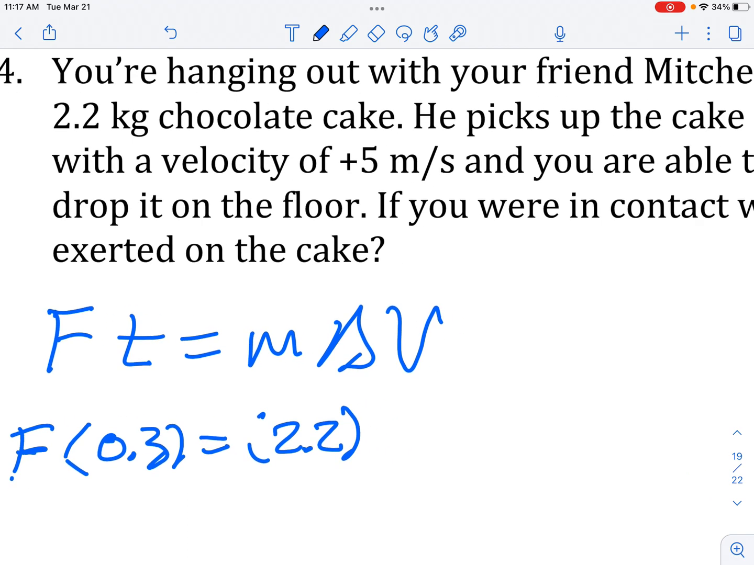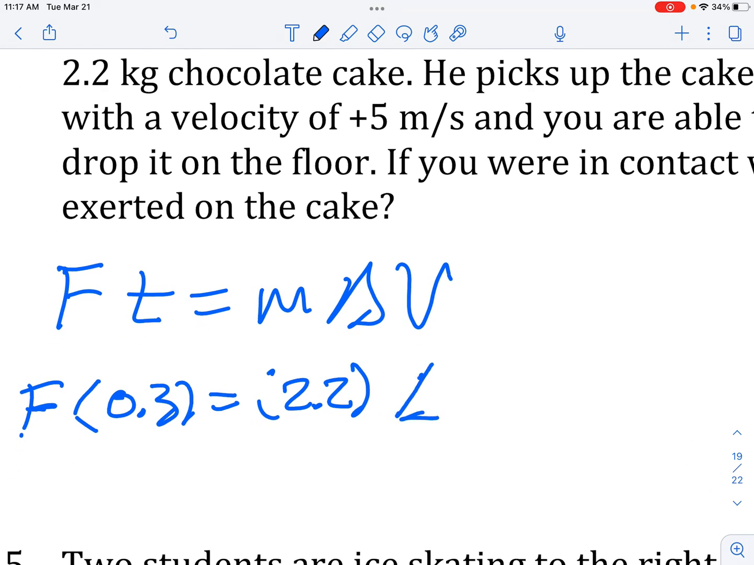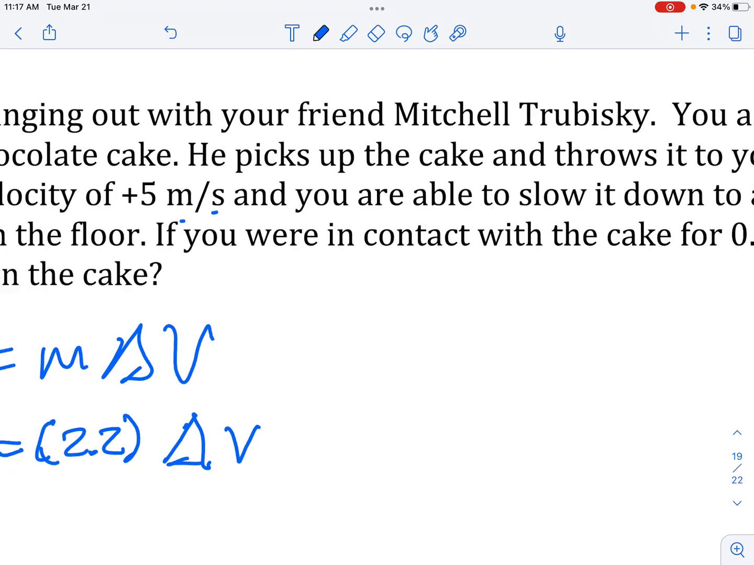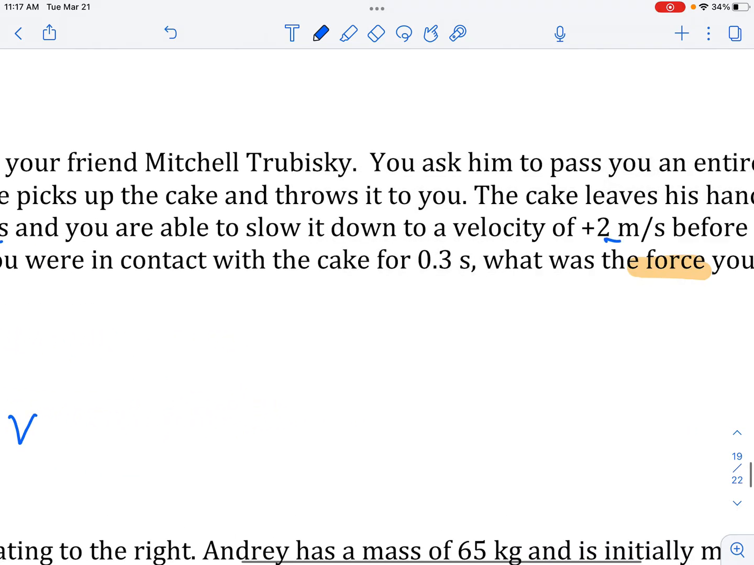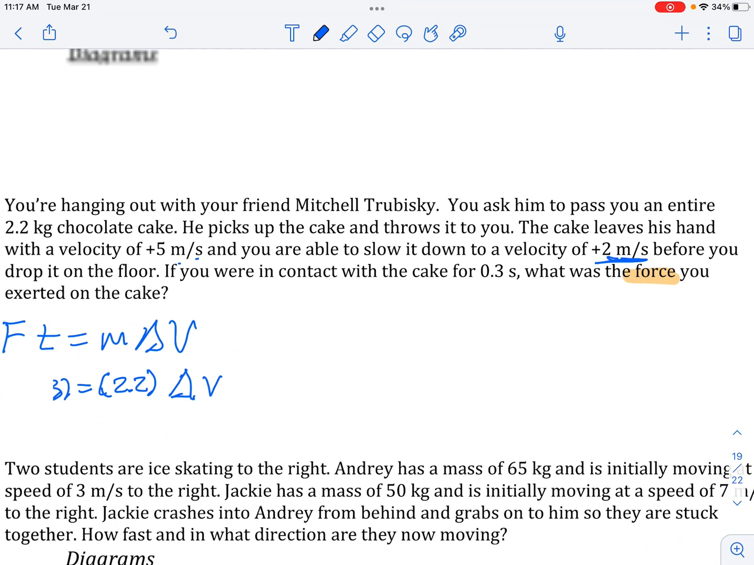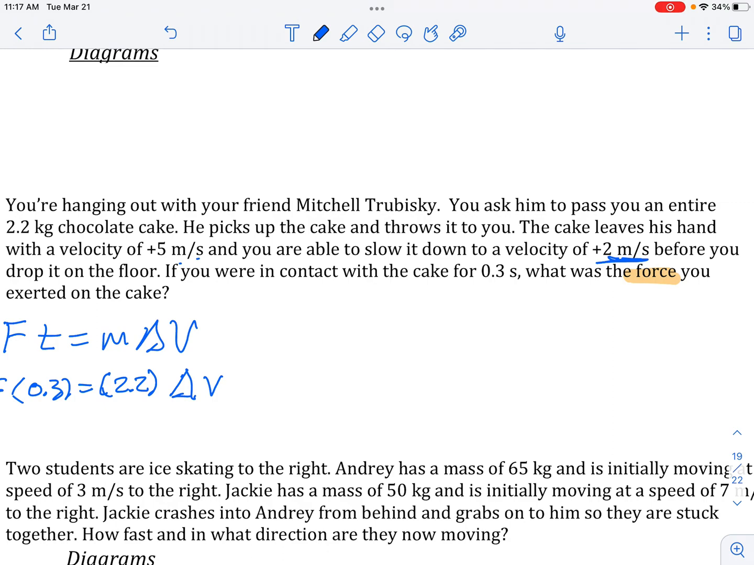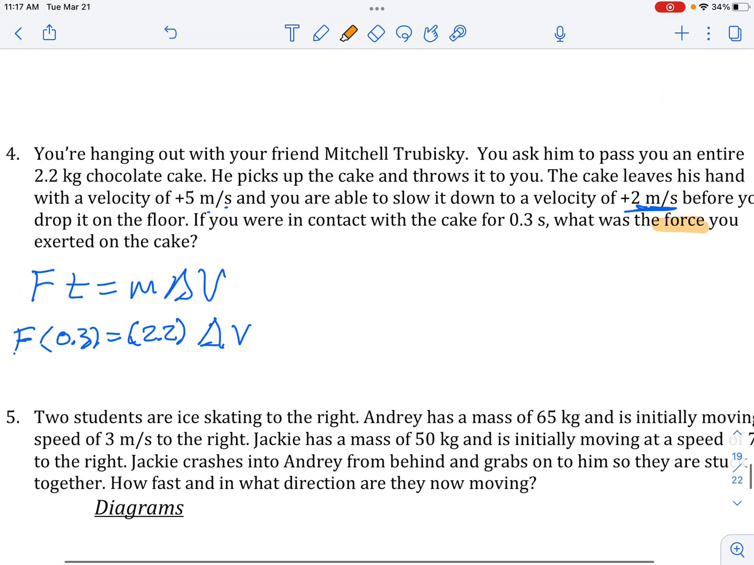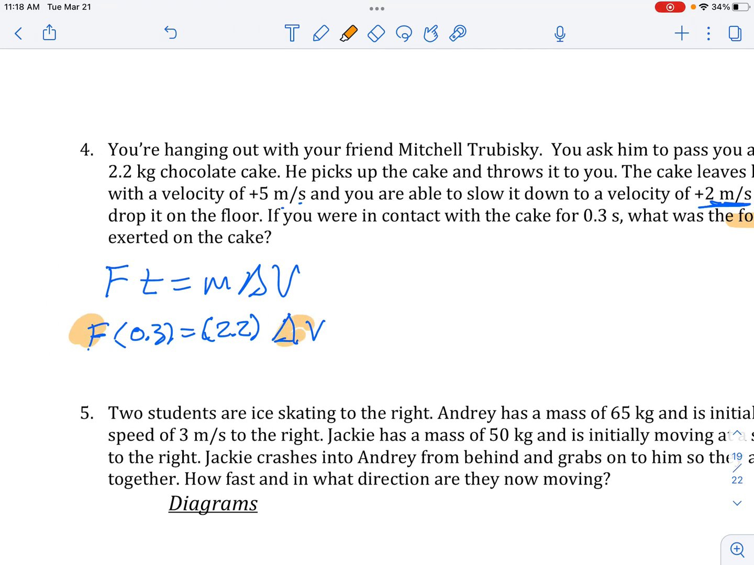And the change in velocity, that's where you're going to get stuck here, delta v. You're stuck because we have two velocities, the initial velocity of the cake and the final velocity of the cake. So what we need to do is find the cake's change in velocity. So we come back down here and we realize we need to do this. Change in velocity is v final minus v initial. So let's go ahead and do that because we cannot have one equation with two unknowns.